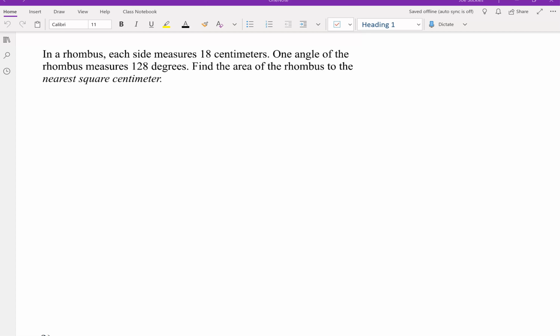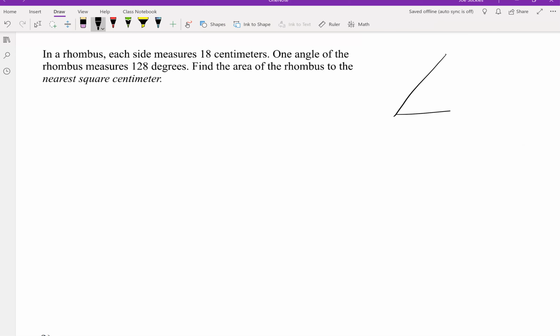In this lecture, we're going to do a few more involved area of triangle problems. In particular, we're going to apply that area formula that we talked about in the last lecture to shapes that aren't triangles. So let's remind ourselves what the area of the triangle formula is.